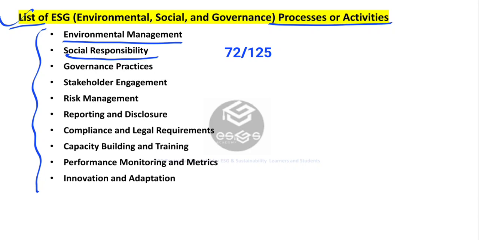Next is social responsibility. In this, we can have certain activities like employee diversity and inclusion programs, health and safety policies and their practices and implementations, community engagement and philanthropy works, and also human rights policies and practices and their implementation.